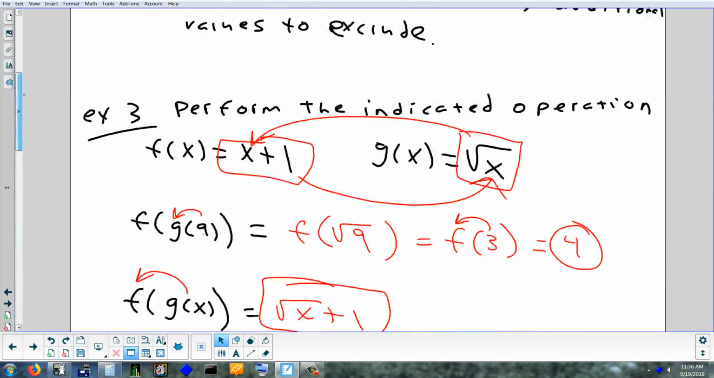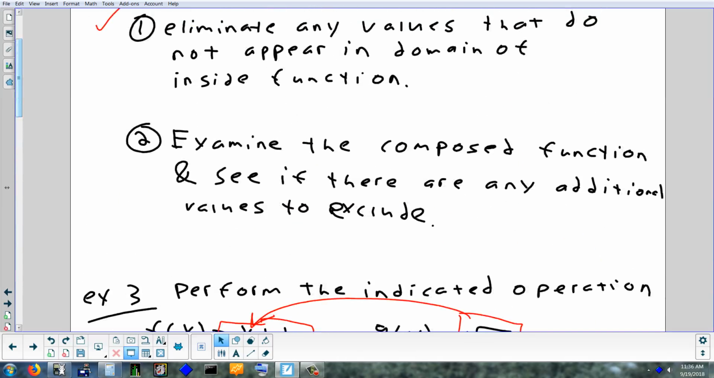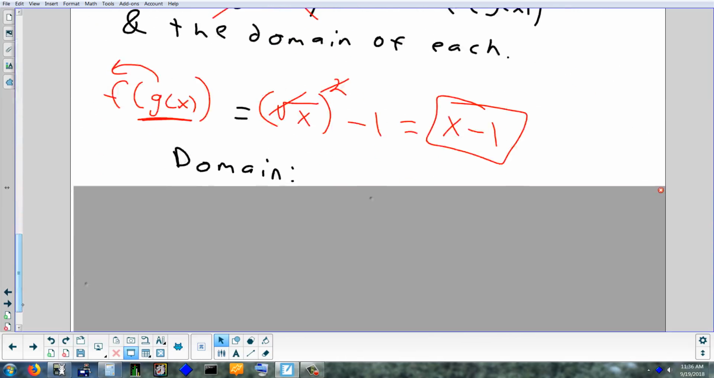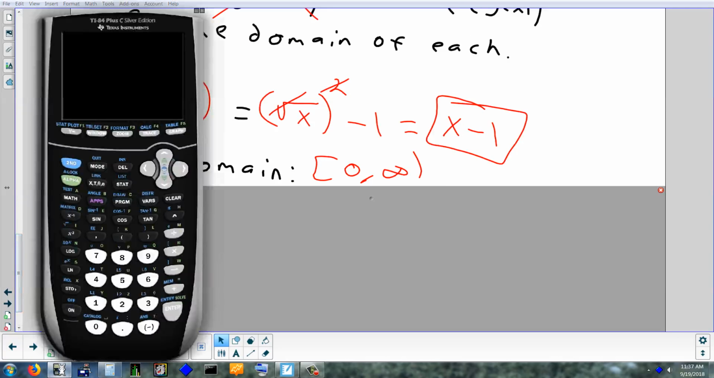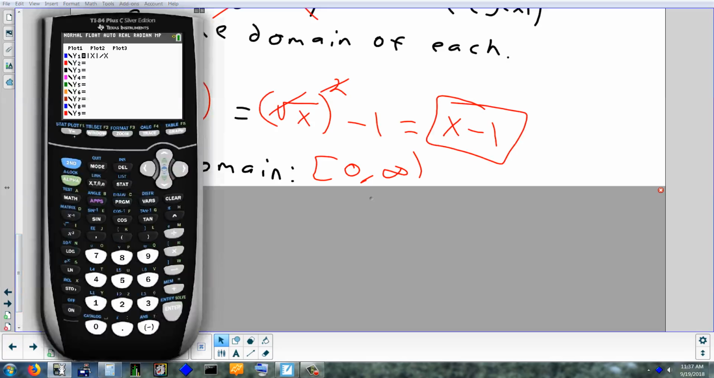Let's look at the second step. Examine the final composed function. x minus 1. Is there any number that you cannot subtract 1 from? What do you think, Emma? No. So there are no additional numbers we can't use from looking at the final one. So the only restriction is what Michael said from the original inside function. 0 and up.